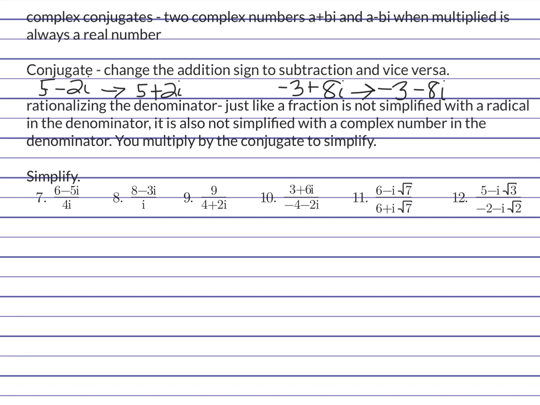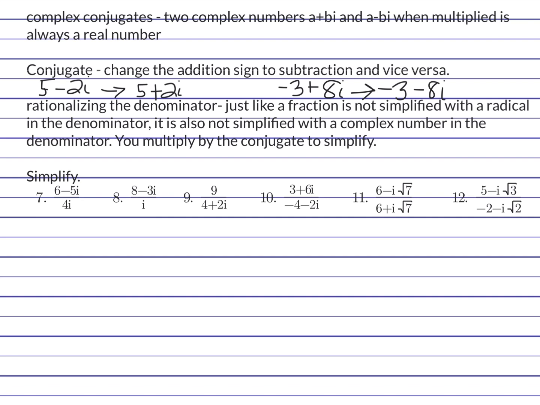Okay, rationalizing the denominator, just like a fraction, is not simplified with a radical in the denominator. It is also not simplified with a complex number in the denominator. You multiply by the conjugate to simplify. So I'm going to multiply by the conjugate of 4i, which in this instance, it's just like, let me show you, and then I'll erase it. You don't have to write this down.